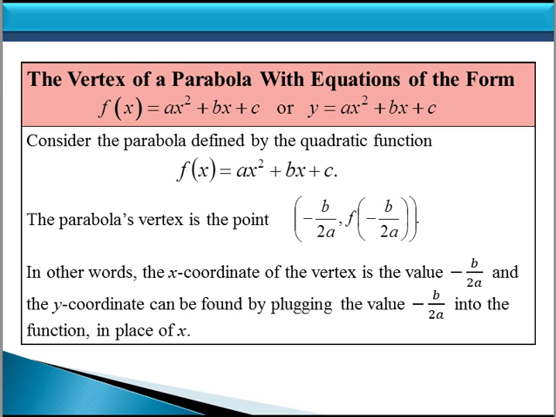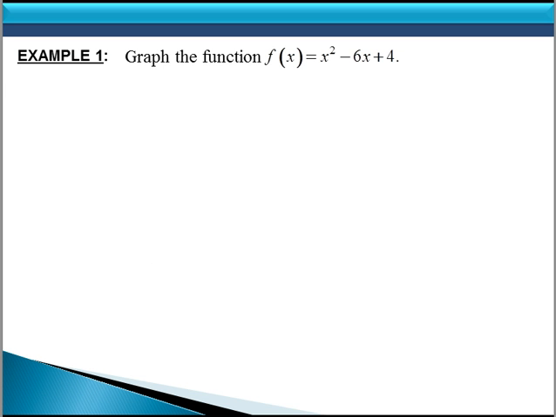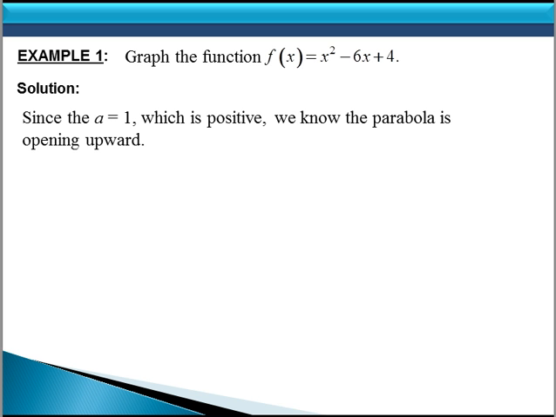So let's do an example. We're going to graph the function f of x equals x squared minus 6x plus 4. The first thing we're going to do is look at whether it's opening upward or downward. Notice here that the a is 1, which is a positive number. So this tells us that the parabola is opening upward.